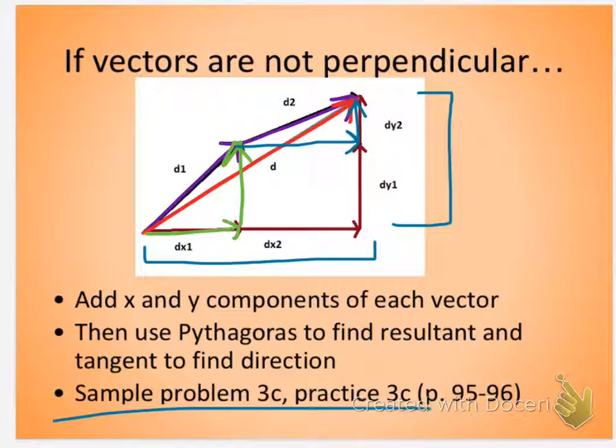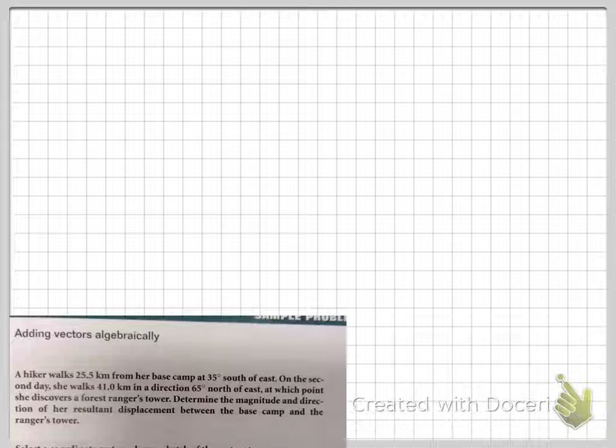Let's go ahead and do the sample problem in the book together. It's 3C on page 95. First thing to do is always draw yourself a little compass rose at your starting point. And you don't have to draw these perfectly to scale like you did when you were doing graphic vectors. That said, doing them at something that's like crazy off scale will hurt you in the end because you won't be able to visualize what direction your resultant is going.